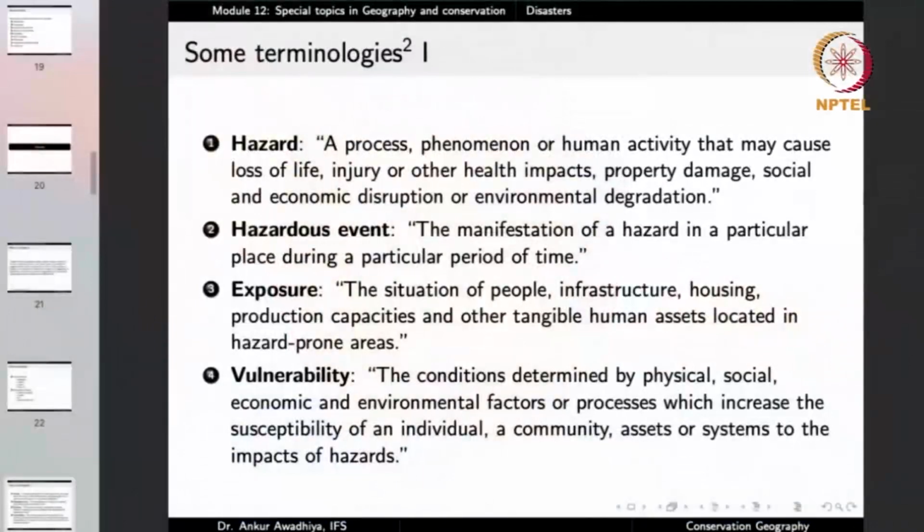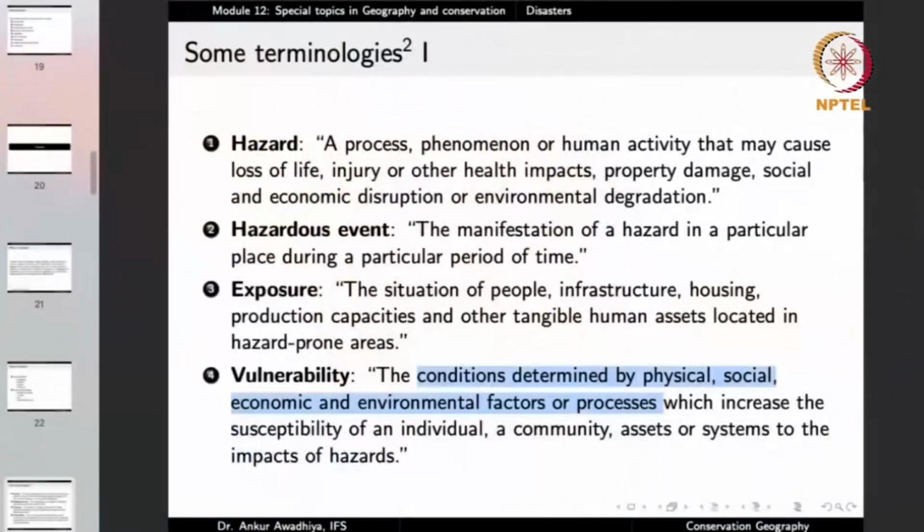Then we say that there is exposure. Now, when you have exposure, you can have vulnerability. Vulnerability is the conditions determined by physical, social, economic, and environmental factors or processes which increase the susceptibility of an individual, community, assets, or systems to the impacts of hazards. So, the hazard is the same, but the susceptibility may be high or it may be low.